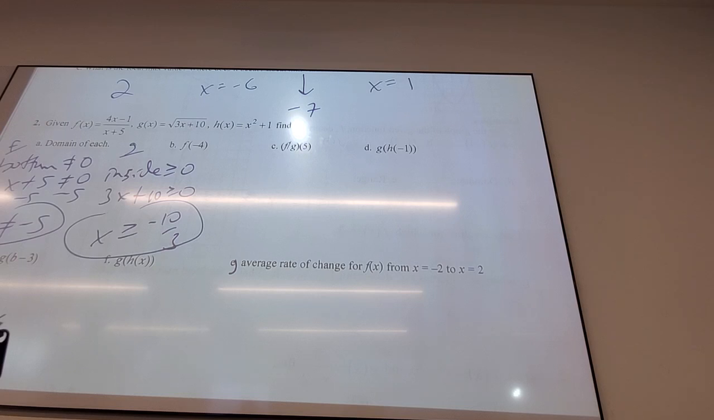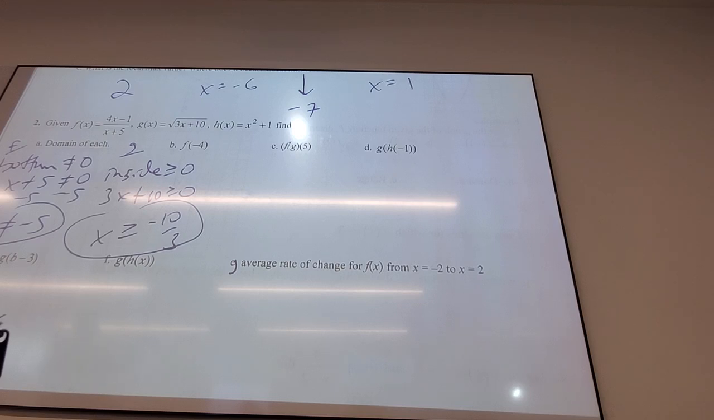Okay. What about, is everybody with me so far? So it's kind of nice. If you can say in English what the stupid function needs to be true. Bottom can't be 0. Inside's got to be at least 0, right? And then just translate that to Mathish. You can solve that thing, you're done.